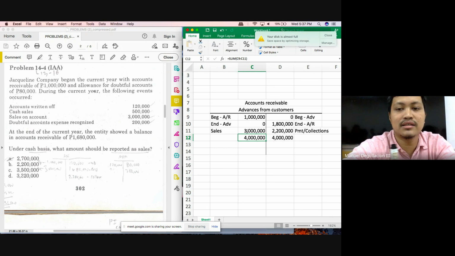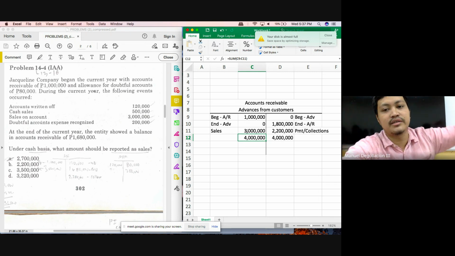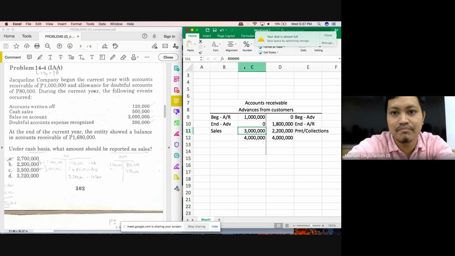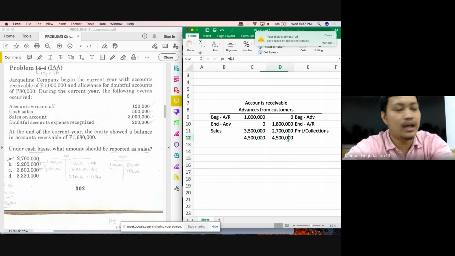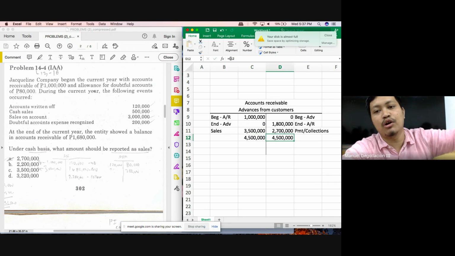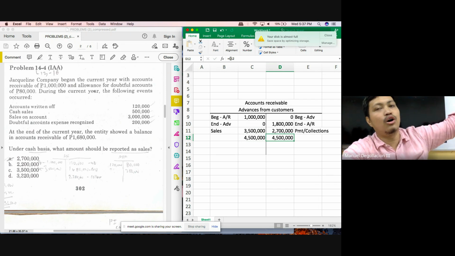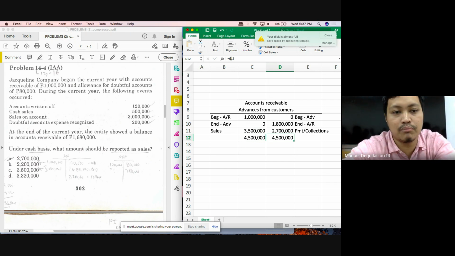That's why, class, when I do this, I just lump the cash sales and sales on account together. Okay, so if we adjust this one, just change the sales. Instead of 3 million, change it to 3,500,000. That would mean your total debits and credits would be 4,500,000, and then the amount of payment or collection that you'll be able to work back would already be 2,700,000.